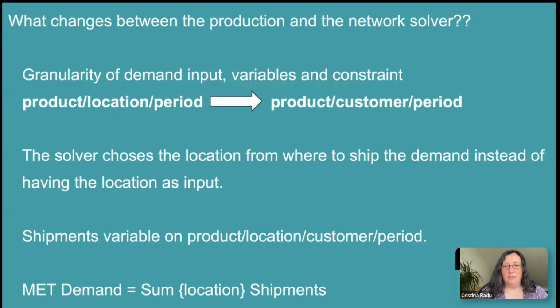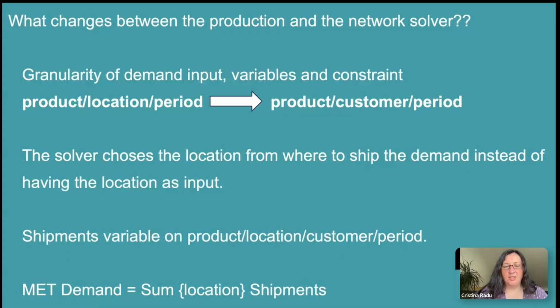The other thing that changes, as a consequence of the demand, is that we have a shipments variable, right? The solver needs to decide from where to ship, from which DC serves which customer. And this is the shipments variable. It's on product, location, customer, period. So from a location of the company to the customer.